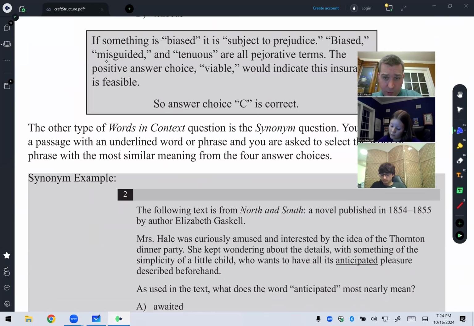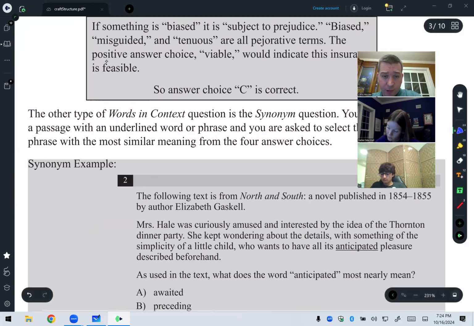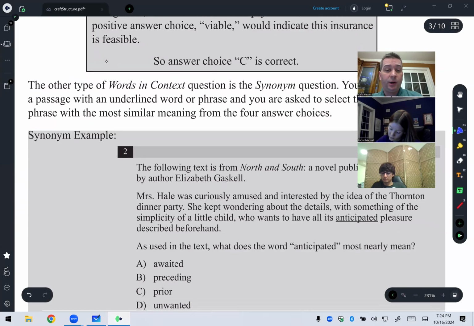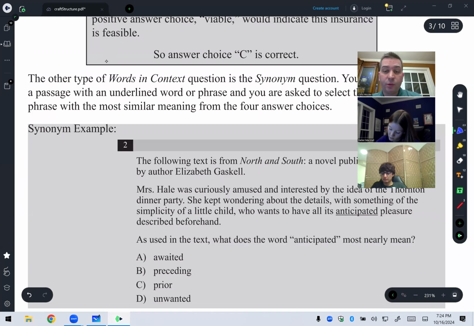Okay, so this question is taken from a novel. So we're just going to read this little excerpt from the novel. Mrs. Hale was curiously amused and interested by the idea of the Thornton dinner party. She kept wondering about the details with something of the simplicity of a little child who wants to have all its anticipated pleasure described beforehand. All right, then they say, as used in the text, what does the word anticipated most nearly mean?